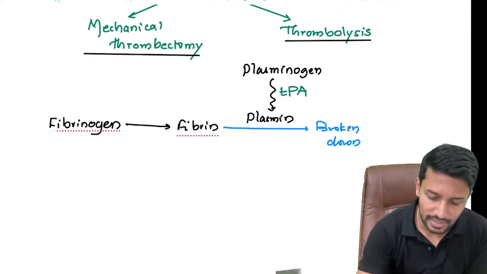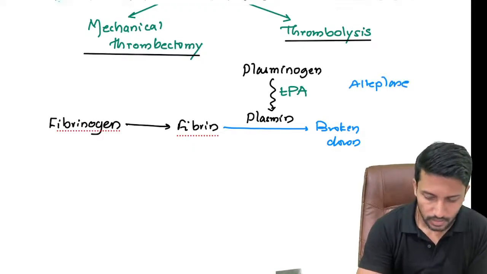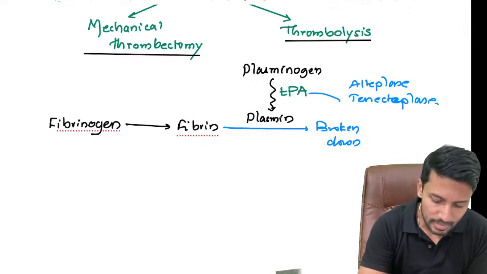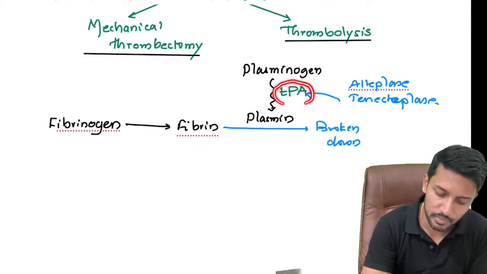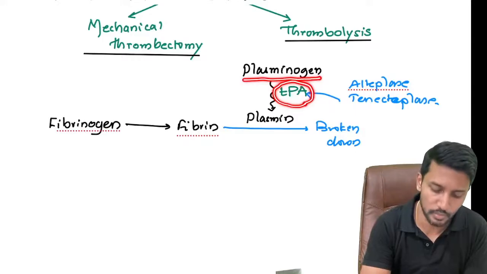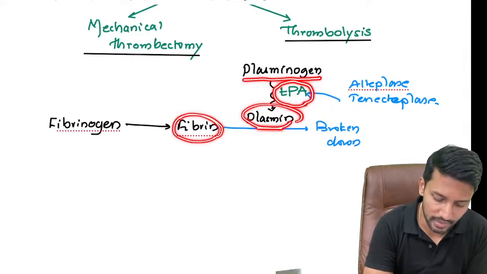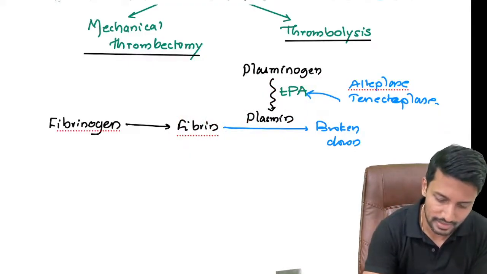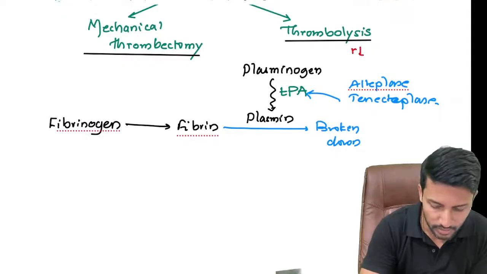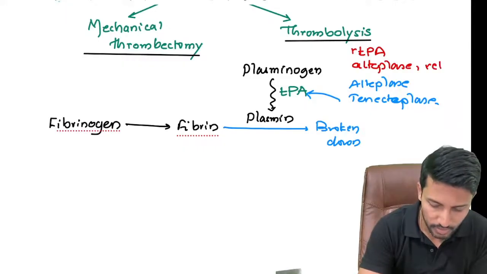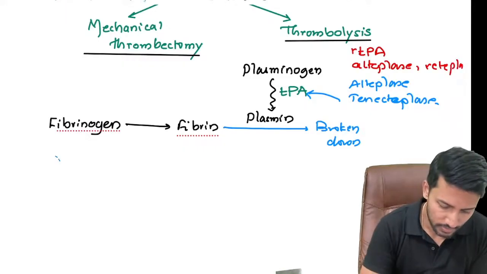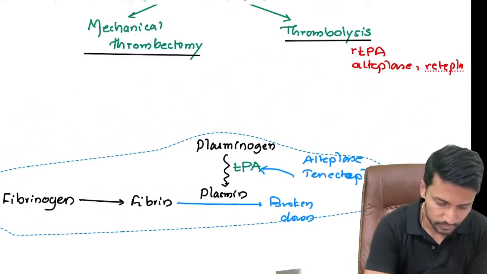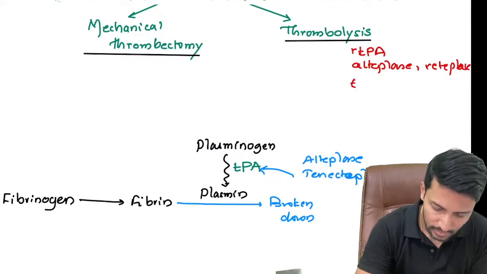Okay, so now what are alteplase and tenecteplase? They're all nothing but TPA analogs. They behave like tissue plasminogen activator. They activate normal existing plasminogen to plasmin. This plasmin will break down the clot, right? So for thrombolysis, those drugs will be considered as examples, right? What are they? Recombinant tissue plasminogen activator, alteplase or reteplase, and then we also have drugs like tenecteplase.